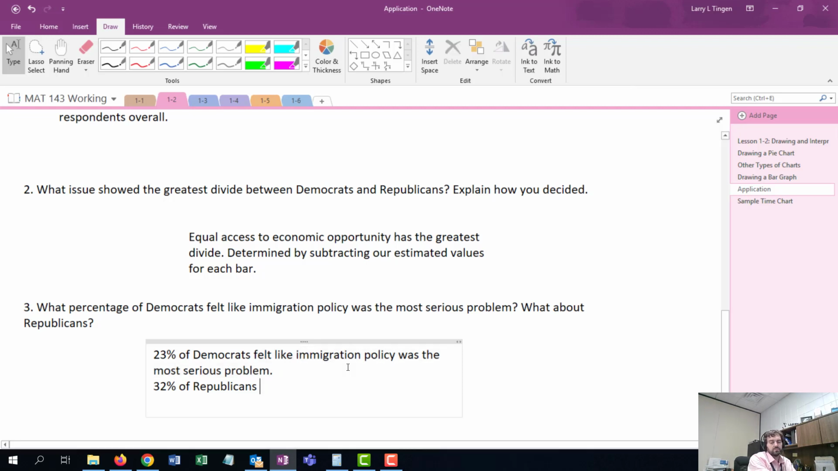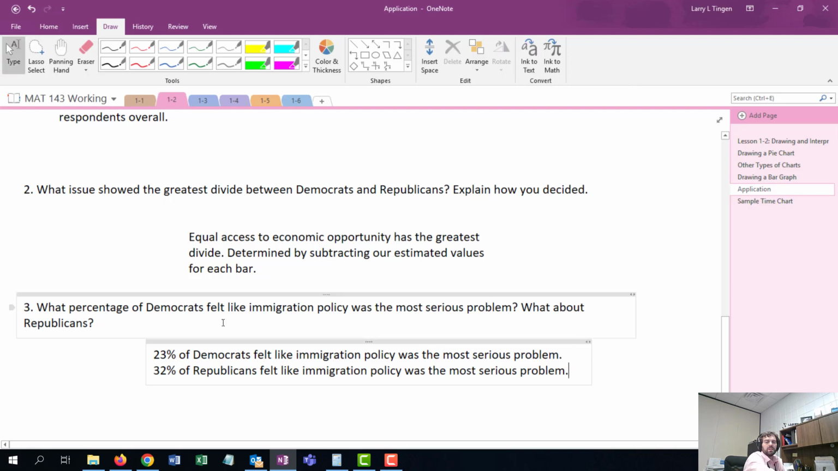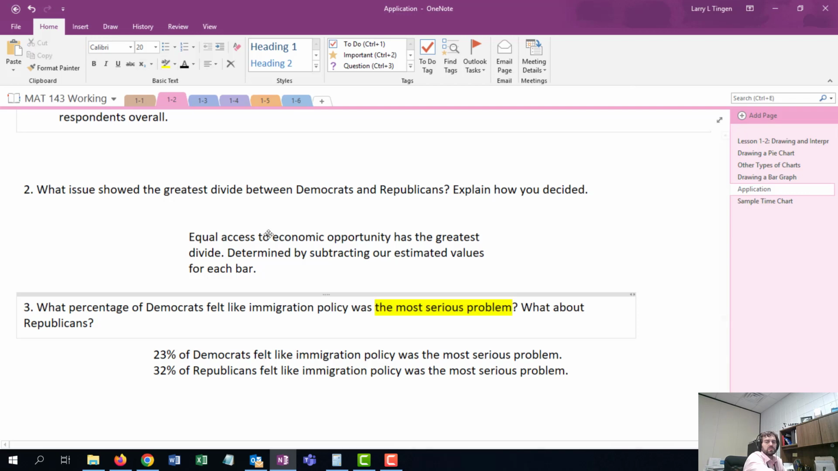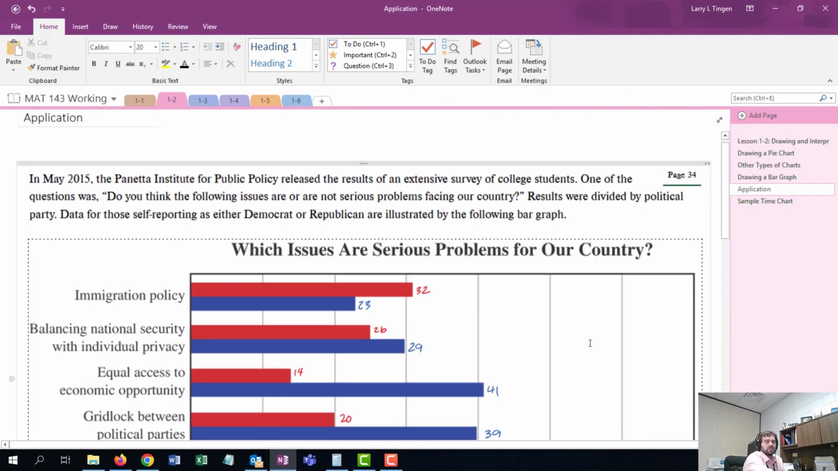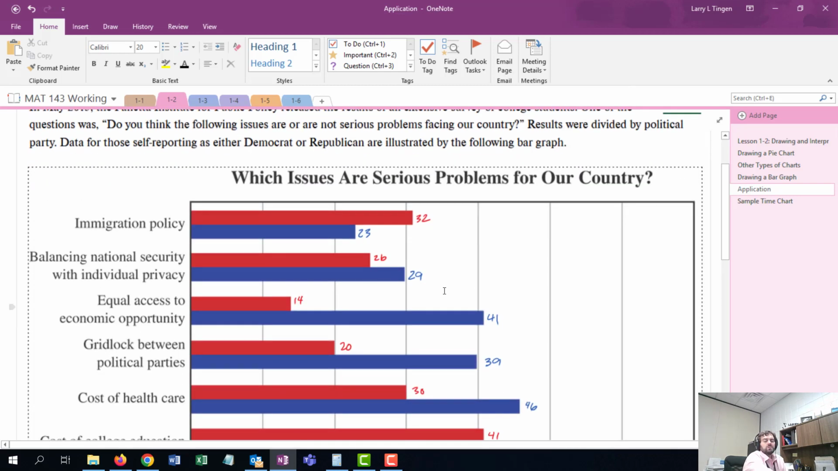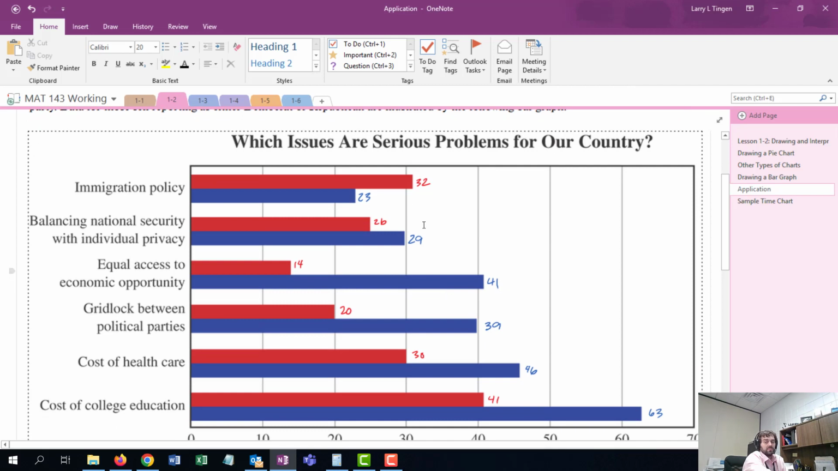Here's the problem, though. The question that's asked gives you, it's a little too straightforward. The question says the most serious problem. Okay, take a look at that. This is the most serious problem. There's nothing in this survey, right? There's nothing in here that says each of these you can only vote for one. The question is, which issues are serious? So you can think that immigration policy is serious and balancing the national security is serious, and you can think all 6 of these are important.